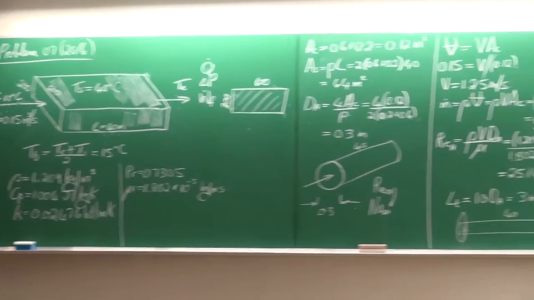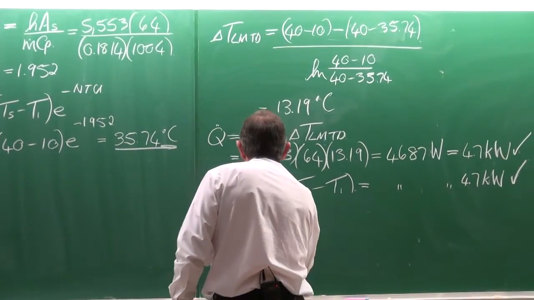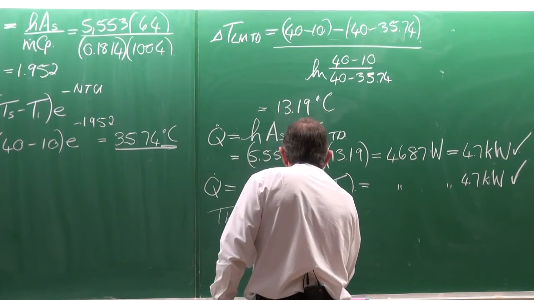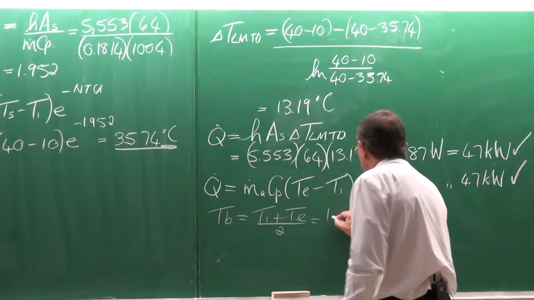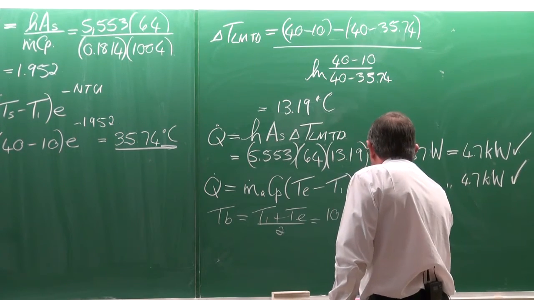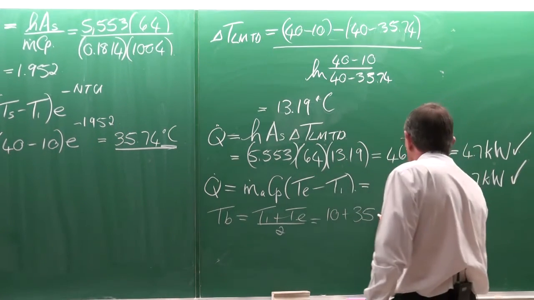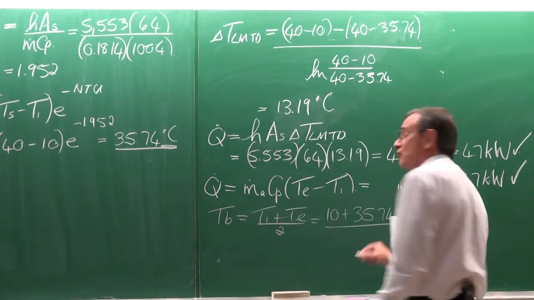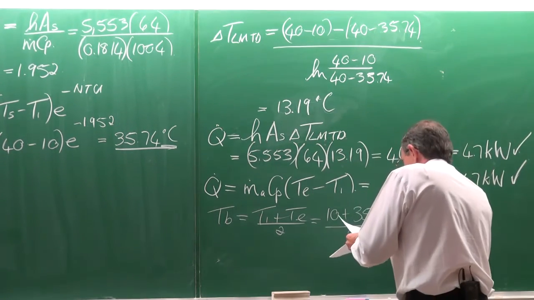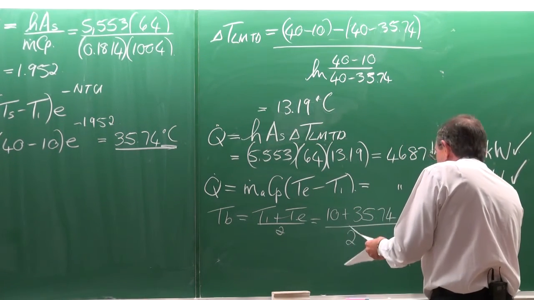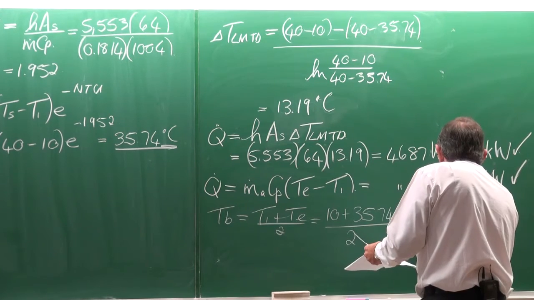Okay. So what we now need to do is get the new bulk temperature, which would be the inlet temperature plus the outlet temperature, divided by 2. Our inlet temperature is 10. Now we know our calculated outlet temperature is 35.74, although it was based on wrong values, which may not be that accurate, divided by 2, and that is 22.87.